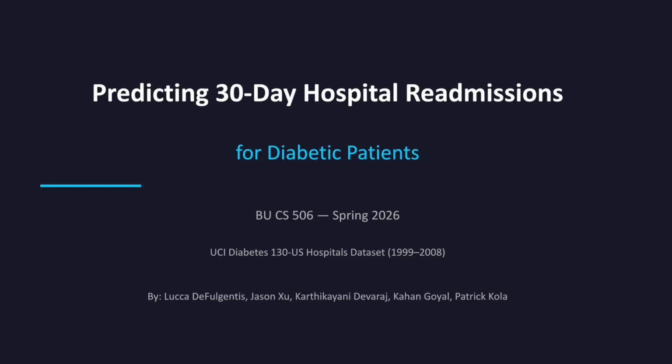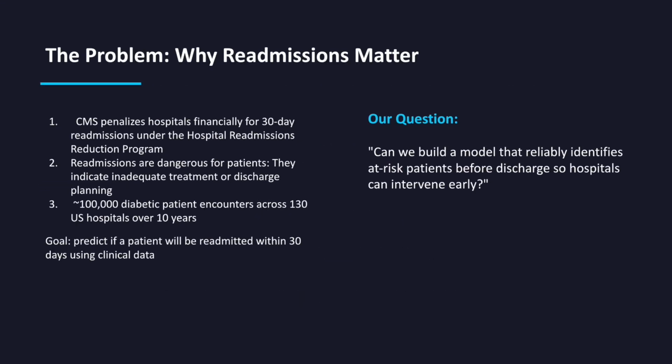Hi, this project focuses on predicting 30-day hospital readmissions for diabetic patients. Before getting into the model, I want to start with why this problem actually matters. Hospitals are financially penalized by the Center for Medicare and Medicaid Services for patients who are readmitted within 30 days under the Hospital Readmissions Reduction Program. But beyond the financial side, readmissions are also dangerous for patients. They often indicate treatment or discharge planning wasn't fully effective.